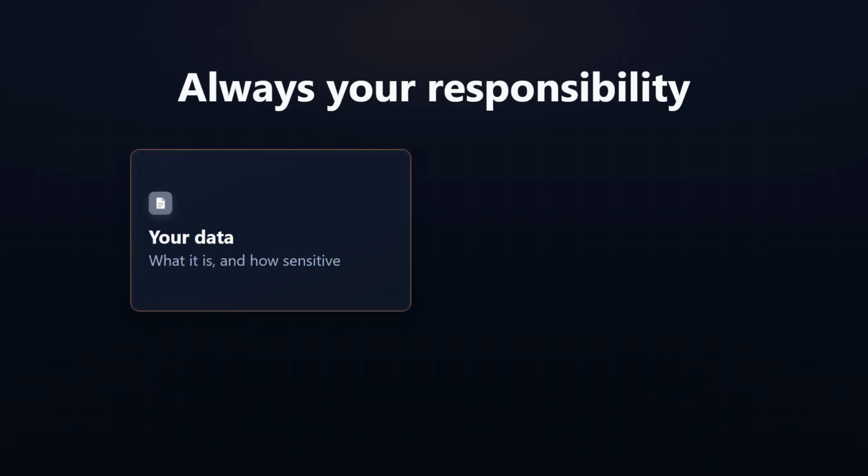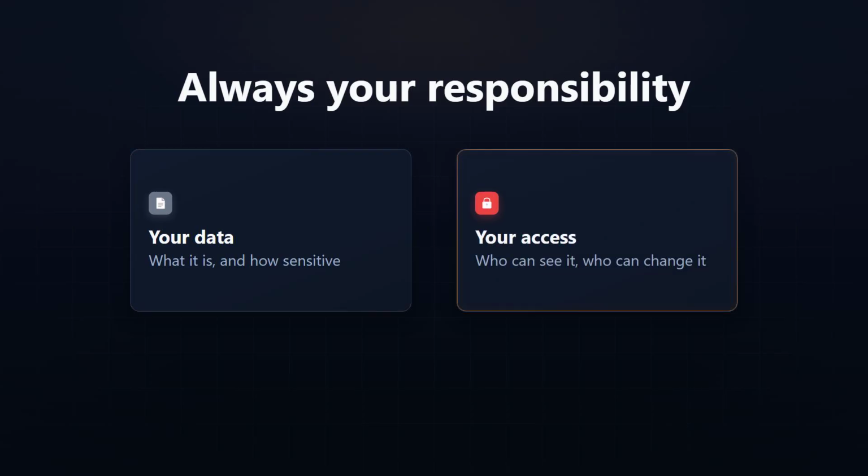One part never changes, whichever service you use. Your data is always yours to protect, and access is always yours too. You decide who can see it and who can change it. Get those two right on every service, and the half that's yours is handled.